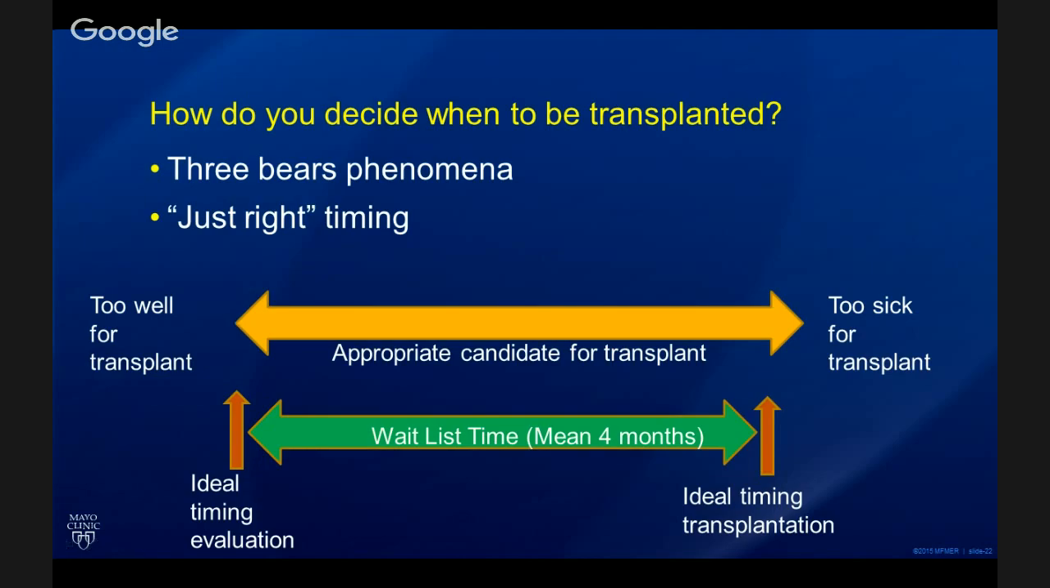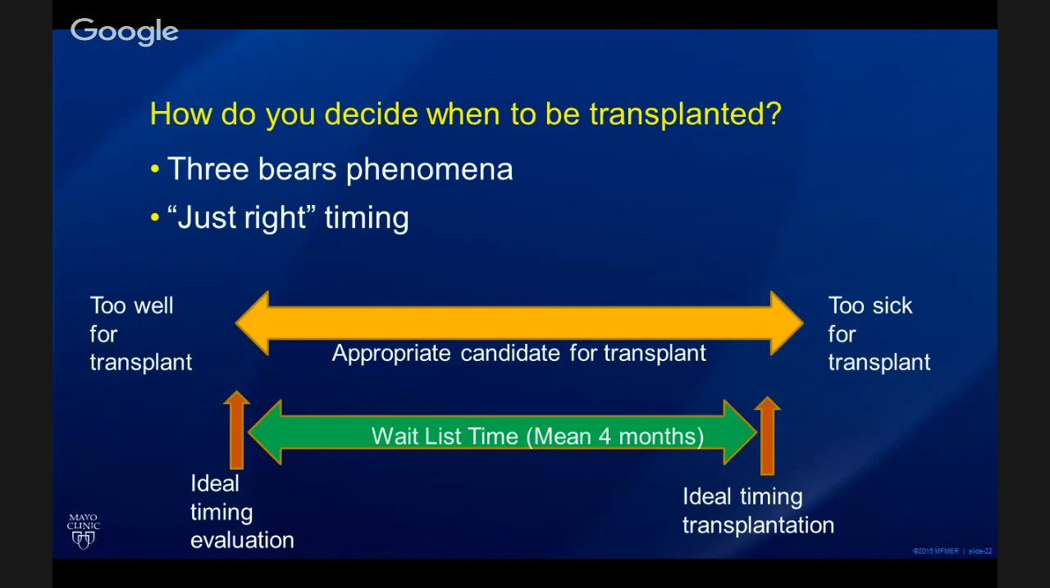where we see you, we evaluate you, you feel a little healthy, we think you're a little too healthy, but then we have a nice system in place in the transplant center where we can follow patients. We'll see you every 3 months, and we'll make sure that we can identify this time where you're hitting the continuum of appropriate candidate for transplant, and we can get you on the waiting list.